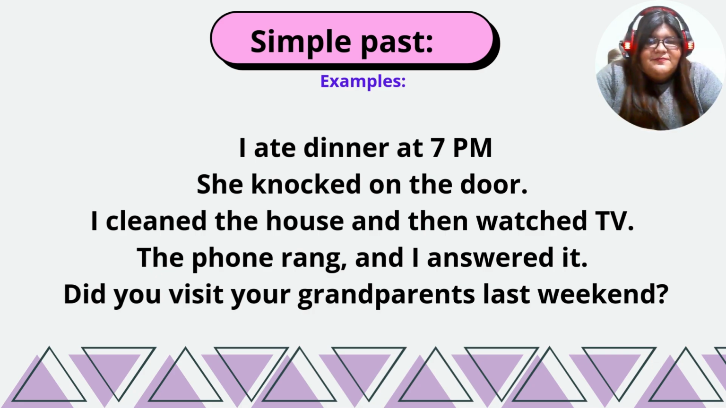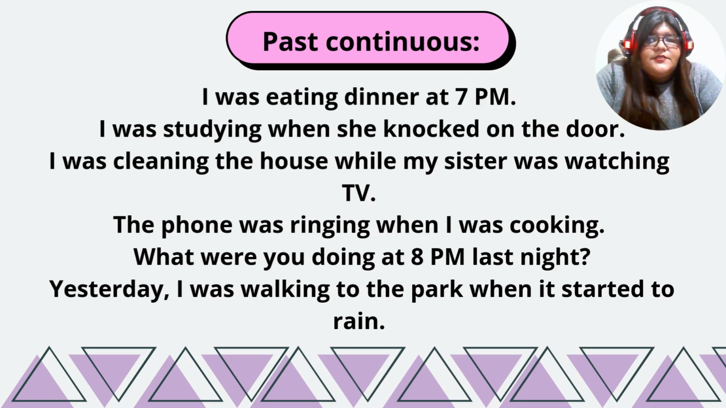Let's continue. Now let's see the past continuous. We have here some examples. I was eating dinner at 7 p.m. I was studying when she knocked on the door. I was cleaning the house while my sister was watching TV. The phone was ringing when I was cooking. What were you doing at 8 p.m. last night? Yesterday I was walking to the park when it started to rain.